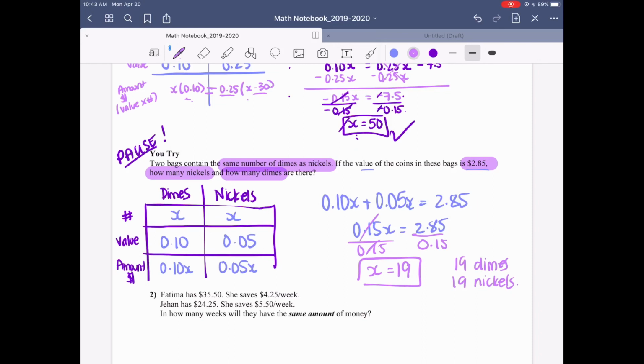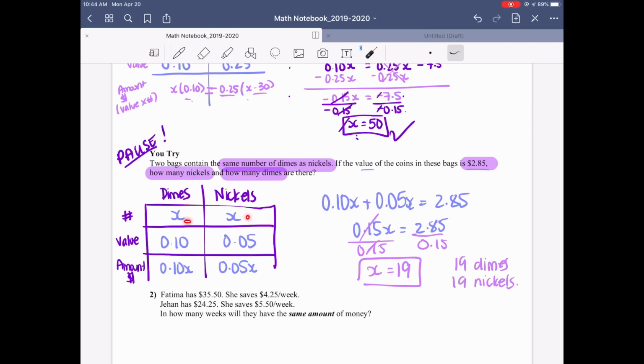All right, guys, so for this question here, it's a little bit different than the first one because it says the number of dimes and nickels is the same. So we have an equal amount. So if we have X dimes, that means we have X nickels as well. If the value of each of the coins in the bag is $2.85, so that's saying all of them together is $2.85. So what you're going to have to do is add them up at the end. How many nickels and how many dimes are there?